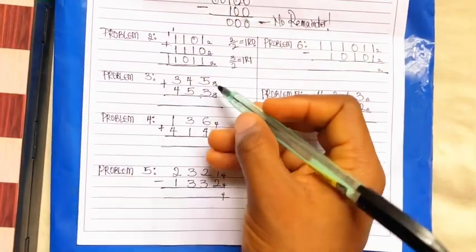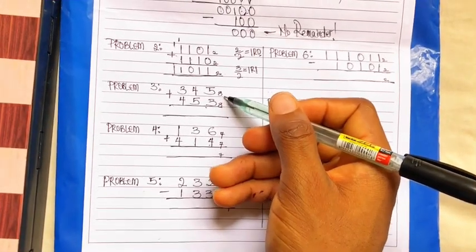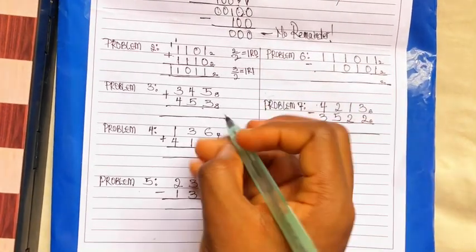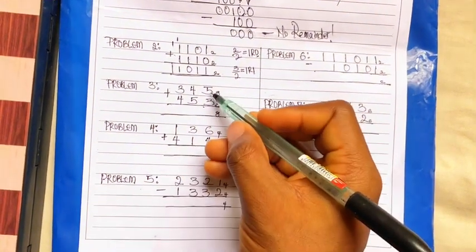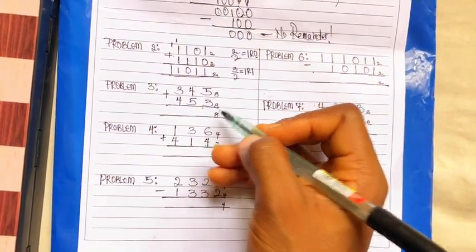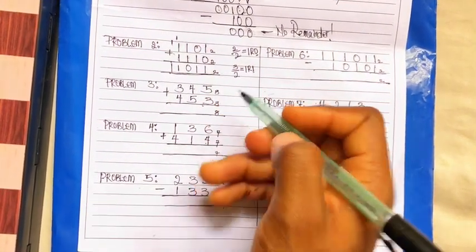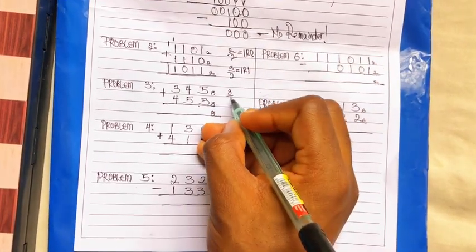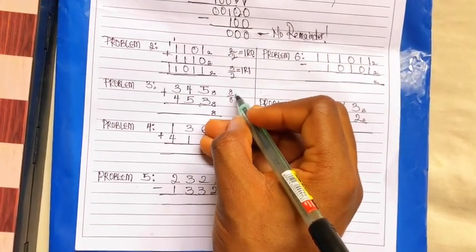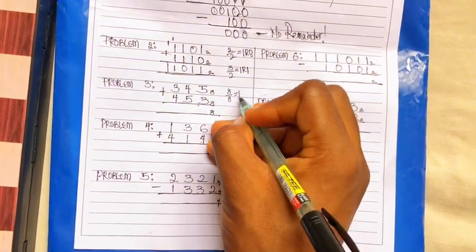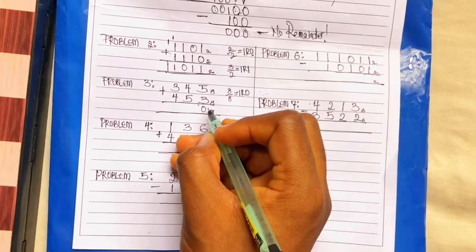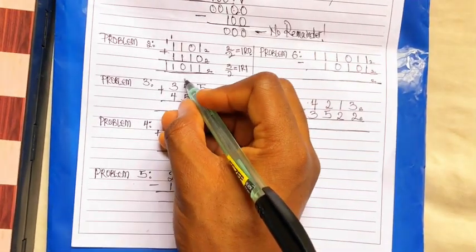Now let's move to the next base. In this one, we are adding in base 8. So how do we add in base 8? 5 plus 3 is 8. 8 is equal to the base, so we can't write it that way. So rather we write 8 divided by this base. 8 divided by 8 will give us 1, remainder 0. Then we write the remainder there, 0. And this 1 we carry over here.